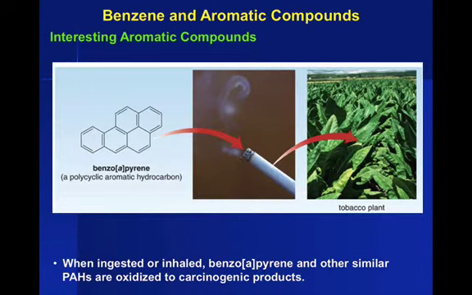There are some interesting aromatic hydrocarbons that you need to know a little something about. This is benzopyrene. It's a polycyclic aromatic hydrocarbon, so a lot of rings attached together, but it is one aromatic unit, and we'll talk about what makes molecules aromatic in just a moment. This is the molecule that gets inhaled from cigarette smoke, which of course comes from the tobacco plant. The tobacco plant makes the tobacco product, and then upon burning you get benzopyrene, which is a molecule that gets oxidized to other carcinogenic products.